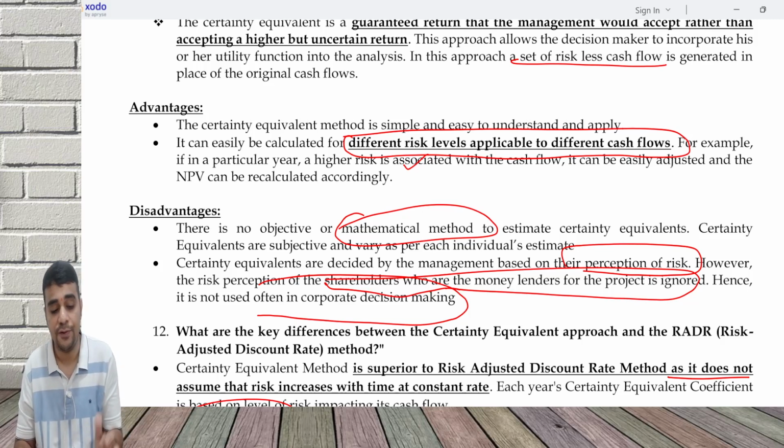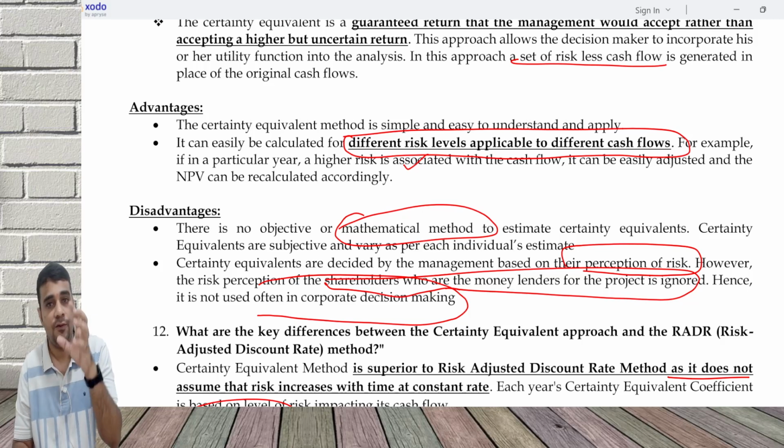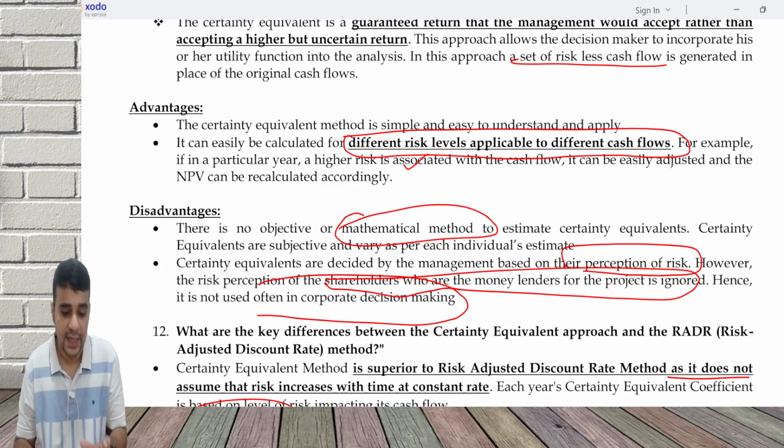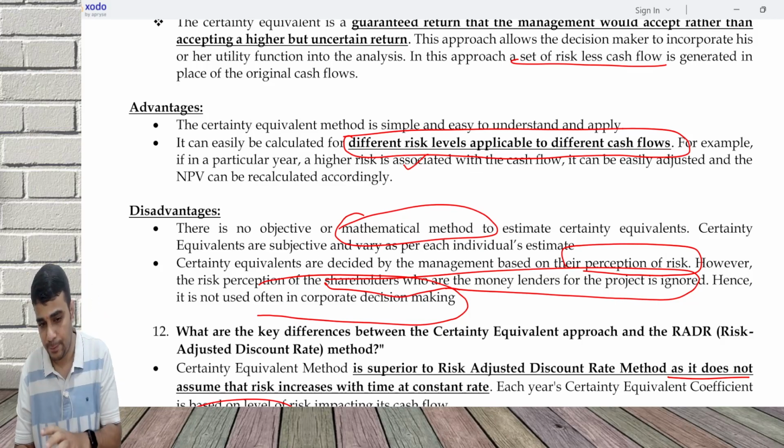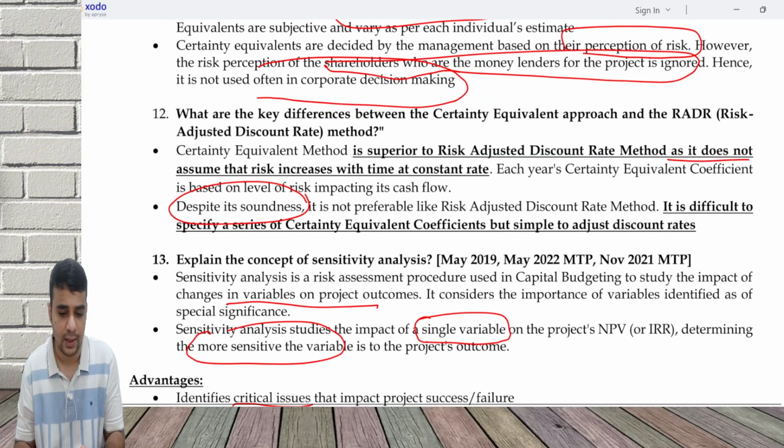Differences between the CEF approach and the RADR approach. In the CEF approach, we are adjusting the cash flow. In the RADR approach, we are adjusting the discount rate. CEF is considered to be a superior approach, but still not used much in the practical world.